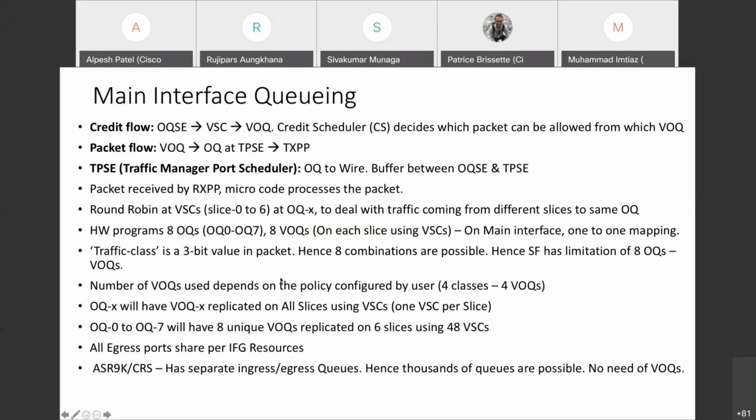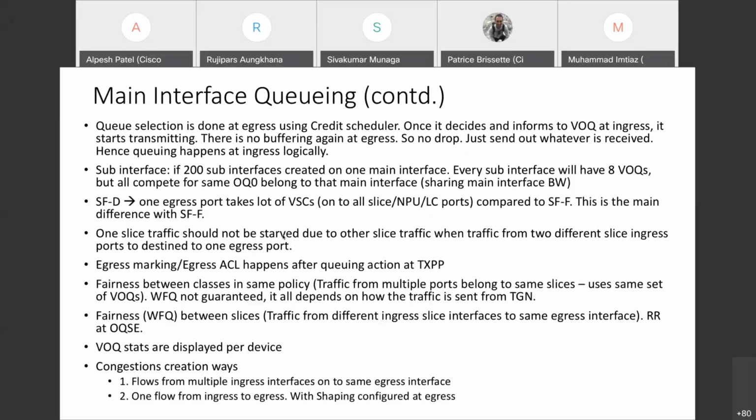In case of previous platforms, for example CRS, they have separate ingress and egress queues, and that's why thousands of queues were possible. In case of VOQ, if we have a particular egress interface, depending upon how many line cards are there and which line card it is, we have to replicate all those VOQs for that one egress interface to all incoming slices, and that's where the scale limitation comes into the picture as well.